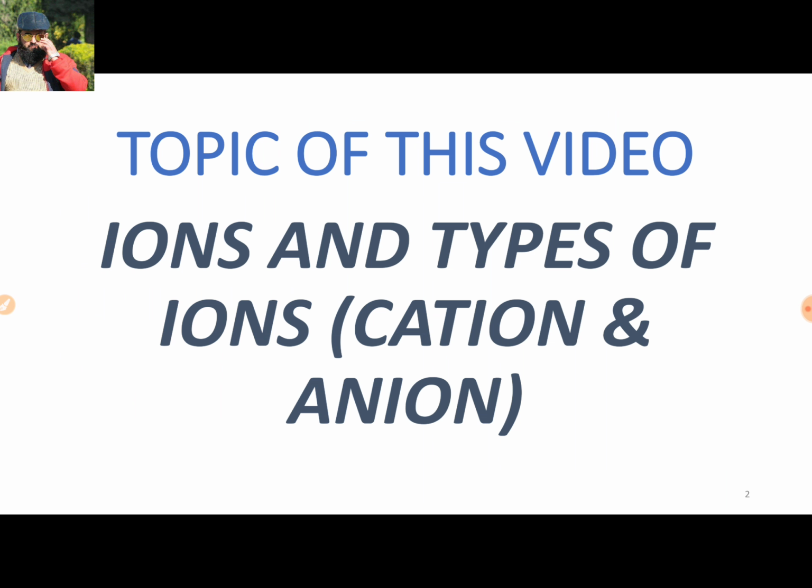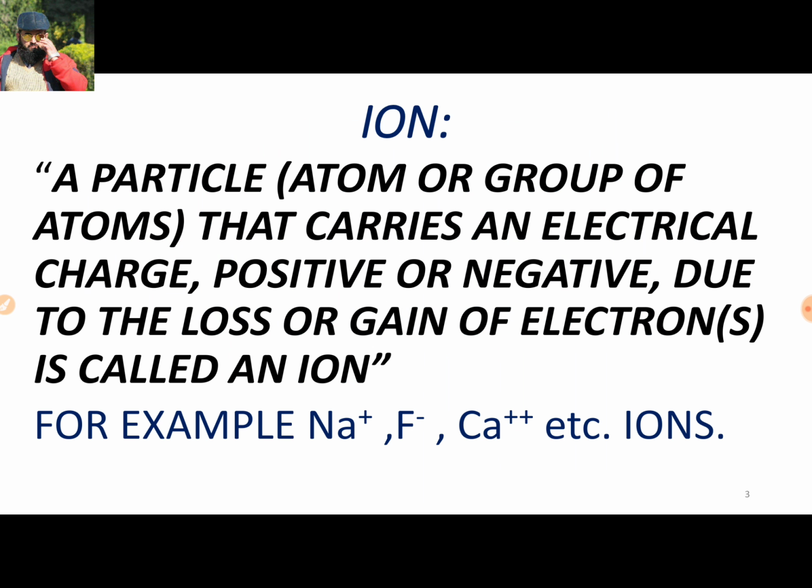Today we are going to talk about ions and different types of ions, that is cations and anions. First of all, we will have a look at what an ion is. An ion can be defined as a particle, whether it is an atom or a group of atoms, that carries an electrical charge, positive or negative, due to the loss or gain of electrons. For example, the well-known ions are sodium ion, fluoride ion, similarly calcium ion, etc.